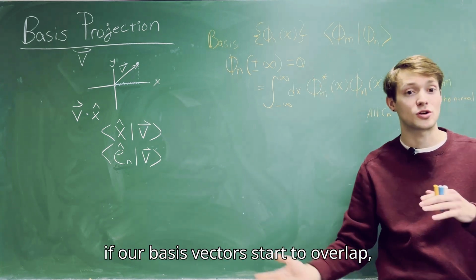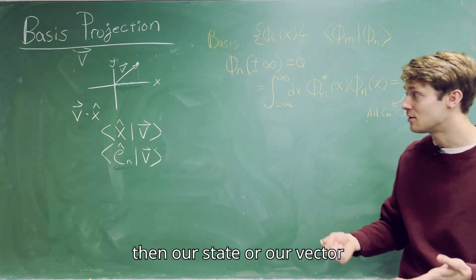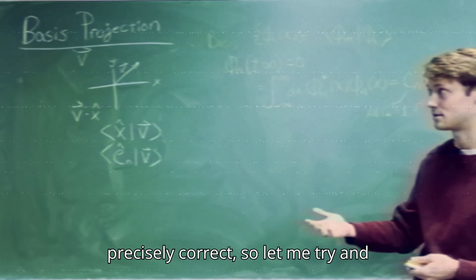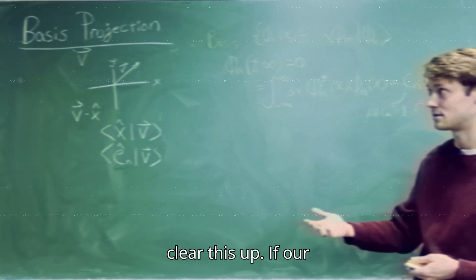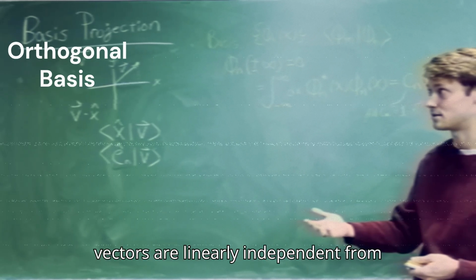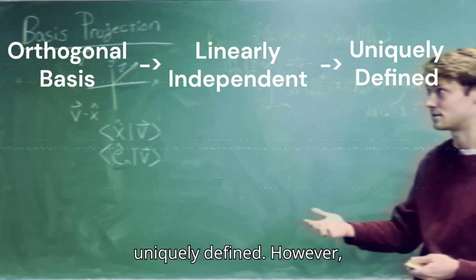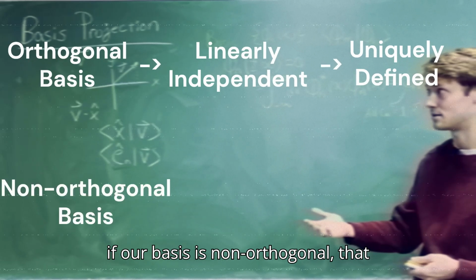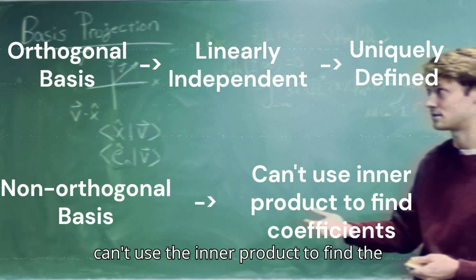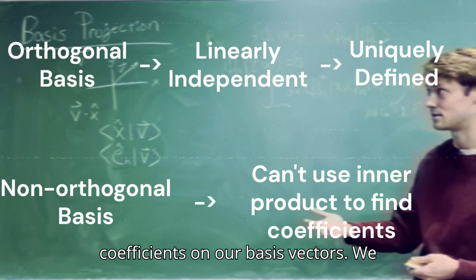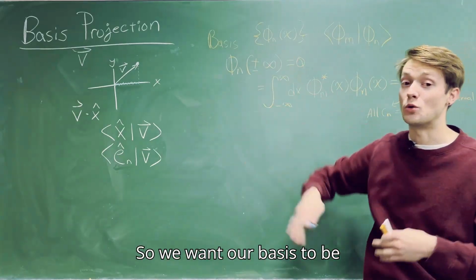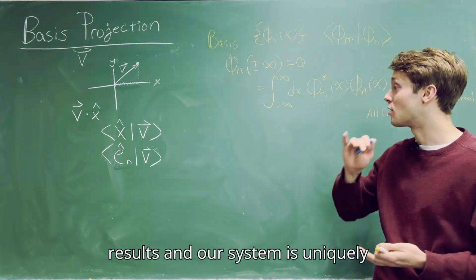Well, if our basis vectors start to overlap, then our state or our vector is no longer uniquely defined by our basis. What I just said isn't precisely correct, so let me try and clear this up. If our system has an orthogonal basis, that means that our basis vectors are linearly independent from each other, which makes our system uniquely defined. However, if our basis is non-orthogonal, that doesn't necessarily mean that the basis vectors are linearly dependent, but we can't use the inner product to find the coefficients on our basis vectors. We can't do all of this overlap stuff. So we want our basis to be orthonormal so that we get consistent results and our system is uniquely defined by the basis.